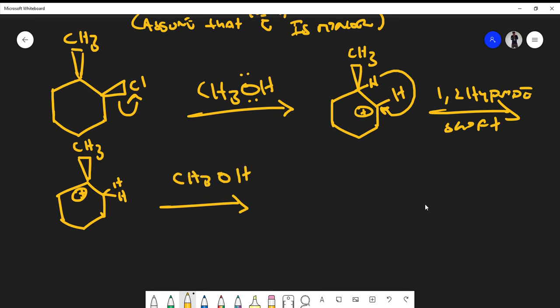Now my methanol, the oxygen portion, which contains the lone pairs, can come in and attack, since it's an SN1 reaction. So it's going to come in and attack, and that as a result gives you a CH3 that's still up. Now, because the CH3 is up, we would expect that the OCH3 group, the oxygen portion coming in, would be down.